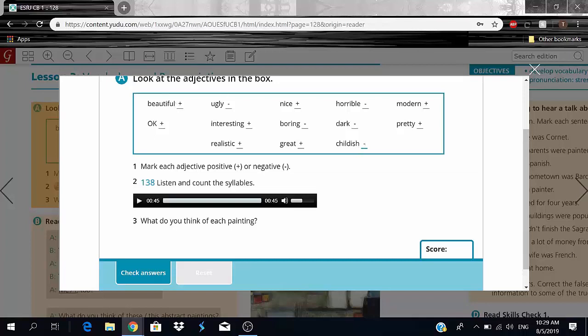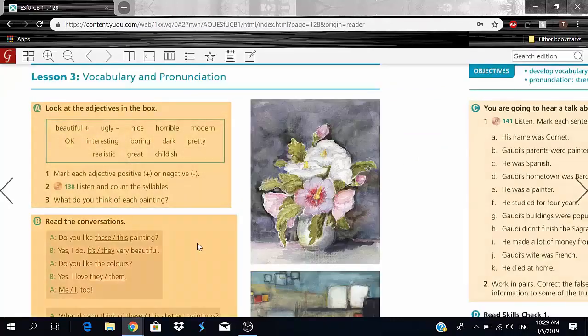So beautiful, positive. Ugly, negative. Nice, positive. Horrible, negative. Beautiful is also positive right here. I really like this word. Modern, positive. More of a neutral / positive. Interesting, positive. Boring, negative. Dark, negative. Pretty, positive. Realistic, positive. Great, positive. And childish, this one's kind of a mind guessing one, but I'll just write it as negative. Okay, now let's move on.